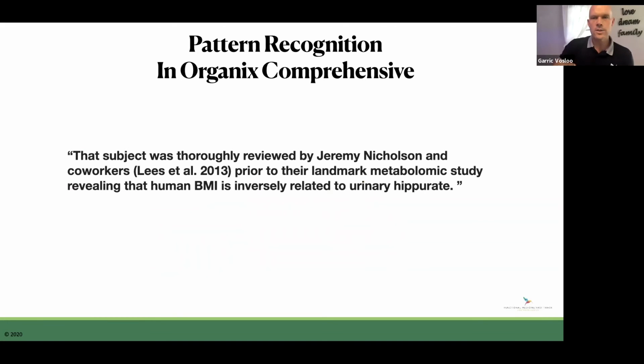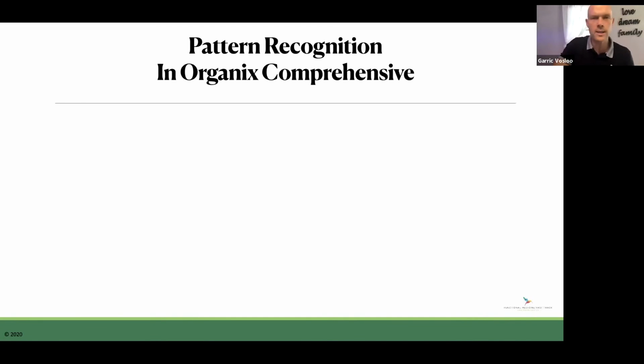So this is just quoting a research paper, showing that Jeremy Nicholson and co-workers, prior to the landmark metabolic study, revealed that human BMI is inversely related to urinary hippurate. So I think that's a pretty cool pattern, and it's nice to pick that up and validate that. So let's do a recap here as we end off.